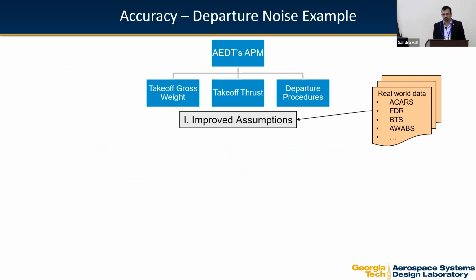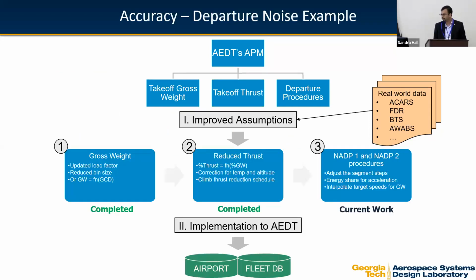So I'll go into the accuracy part first. We know ADT's APM, the aircraft performance model, is what we took a deep dive into. And we identified three different areas of improvement for departure noise. This is just one of the many projects that we have for improving ADT, but I'm just going to highlight this one here. So we look at the assumptions in these three groups, and we use a lot of real-world data to kind of improve them.